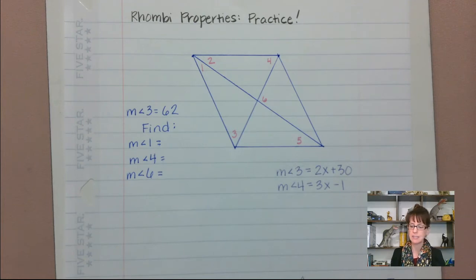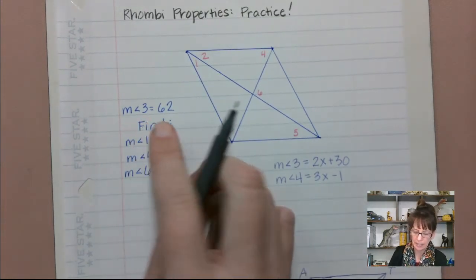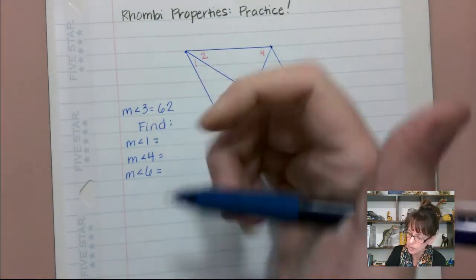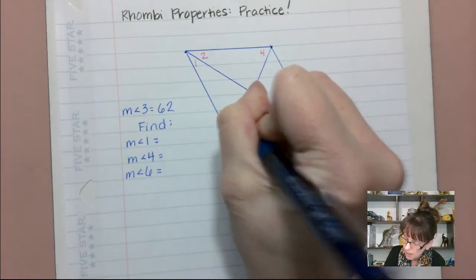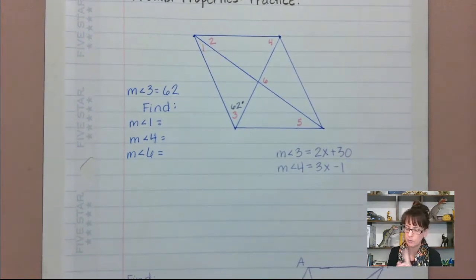We are going to talk about finding these measurements. So let's see, the measure of angle 3 is 62 degrees. So what does that mean? The measure of angle 3 is 62 degrees. Let's write that in here. All right, so the measure is 62 degrees. Now we have to find the measure of angle 1, the measure of angle 4, and the measure of angle 6.